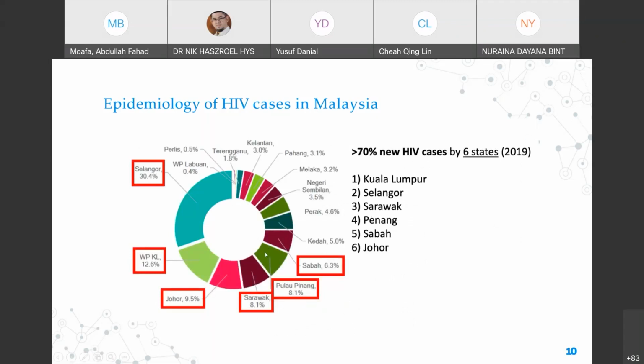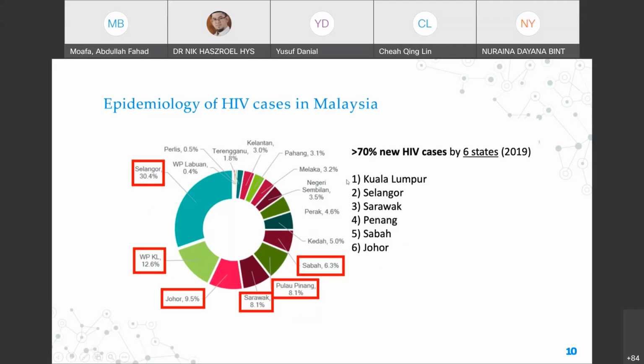So now we represent the cases by states. All right. So this pie chart represents the percentage as a representation of the whole population of Malaysia. Most of the population of Malaysia that contributes to the number of HIV cases comes to Selangor, of course, followed by, basically just focus on these 6 states: Selangor, KL, Johor, Sarawak, Pulau Pinang, and Sabah.